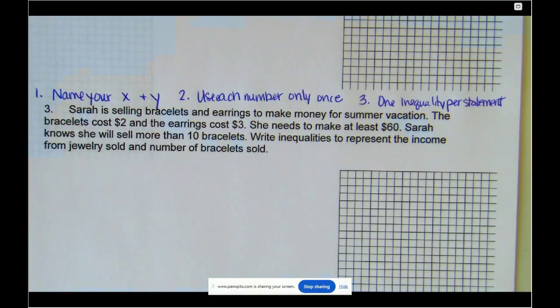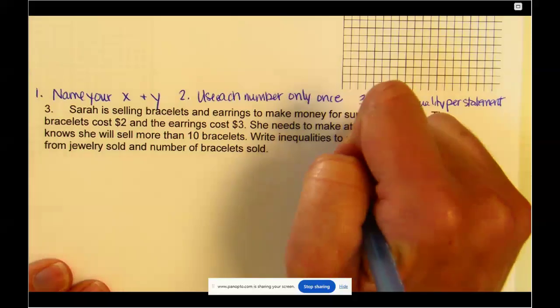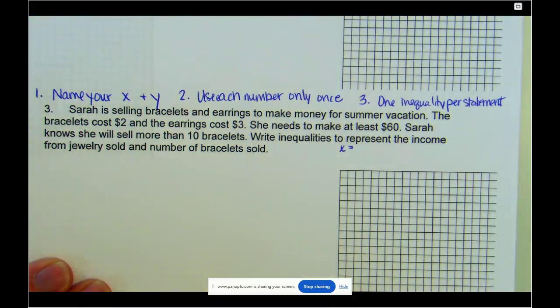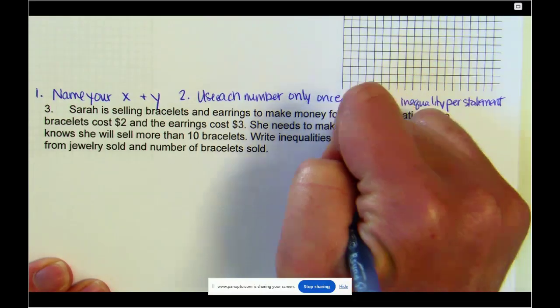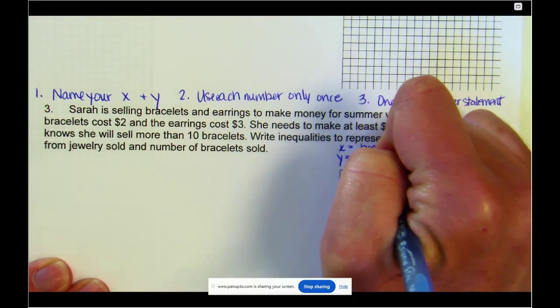Okay, so we have Sarah. Sarah is selling bracelets and earrings to make money for summer vacation. The bracelets cost $2 and the earrings cost $3, and she needs to make at least $60. Sarah knows she will sell more than 10 bracelets. Write inequalities. So we've got two things that we're working with here, bracelets and earrings. One of them has to be our X and one of them has to be our Y. So what do you want X to be? Bracelets. Okay, and then that means Y would be the earrings.